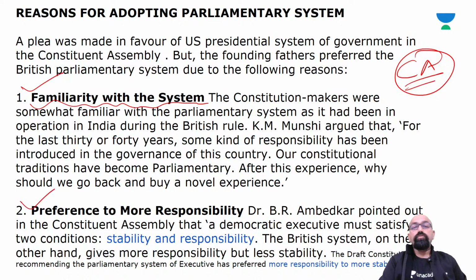Next is preference to more responsibility. This is one of the reasons. So, drafting committee chairman Dr. B.R. Ambedkar pointed out in the Constituent Assembly that a democratic executive must satisfy two conditions, that is stability and responsibility. The British system, on the other hand, gives more responsibility but less stability. So, the draft constitution in recommending the parliamentary system of executive has preferred more responsibility to more stability. Yes, guys.